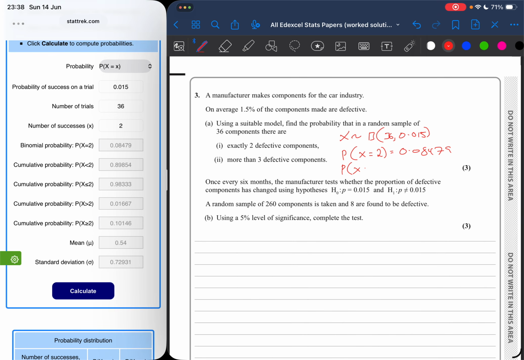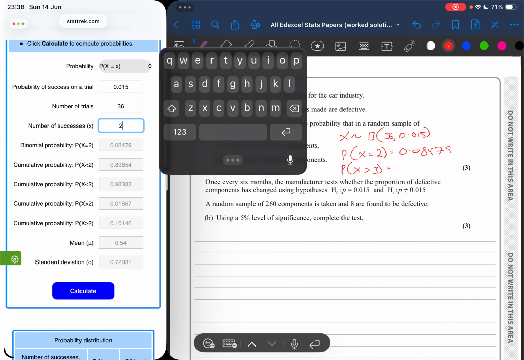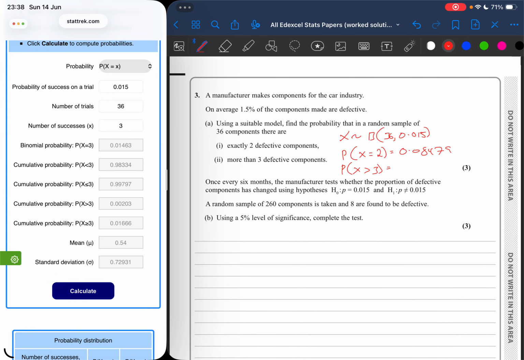More than 3. Okay. So X is greater than 3. Let's do that on here then. So 3. Calculate. X is bigger than 3. That is going to be that 4th value, yeah? So that's going to be 0.00203. That seems very small, doesn't it? But that's not actually too bad.